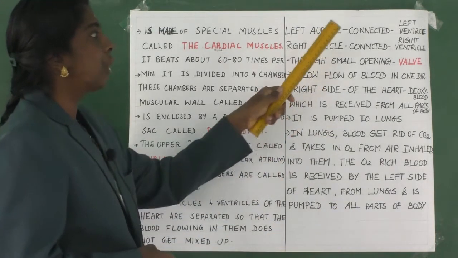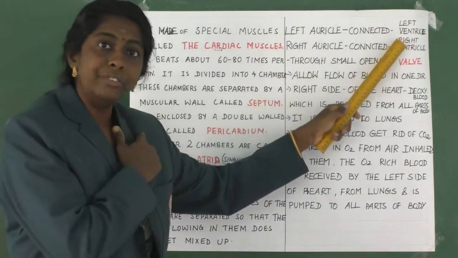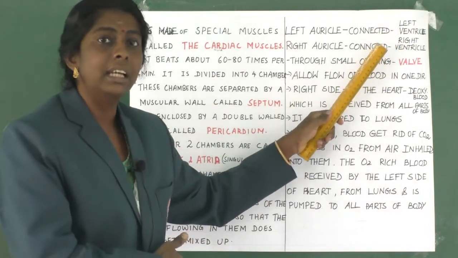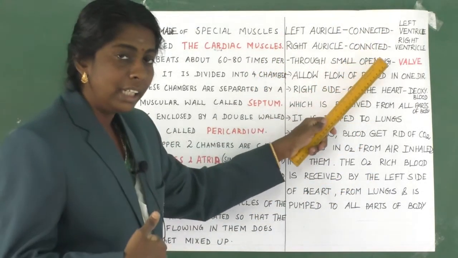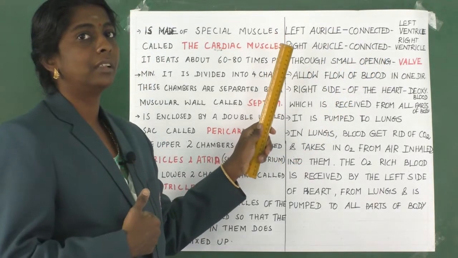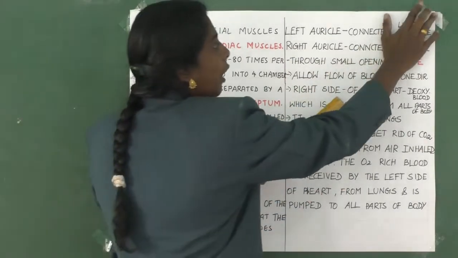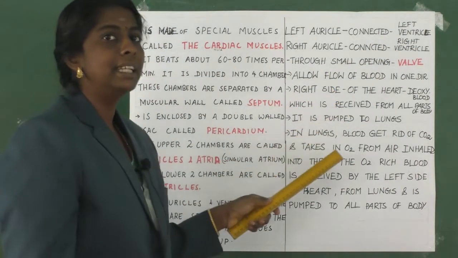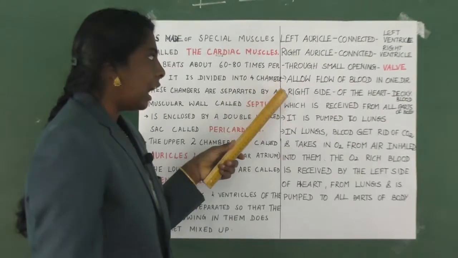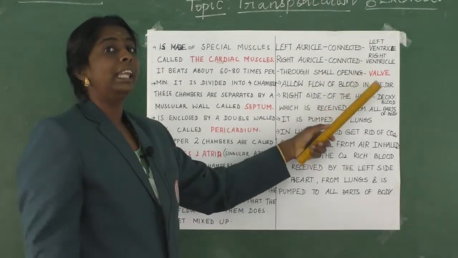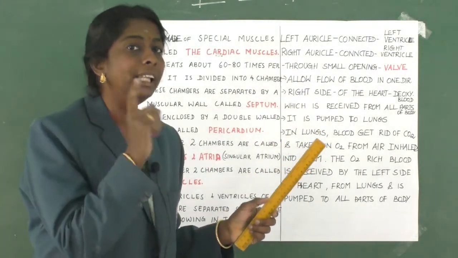Left auricle is connected to the left ventricle and right auricle is connected to the right ventricle. It is connected by a small opening called a valve. It will always allow the flow of blood in only one direction.